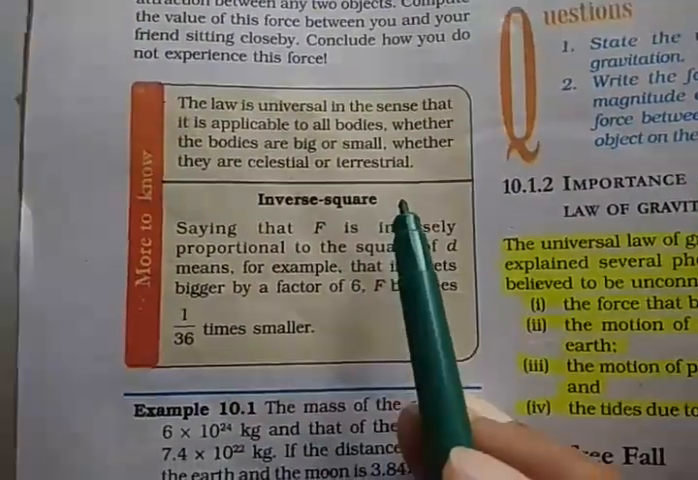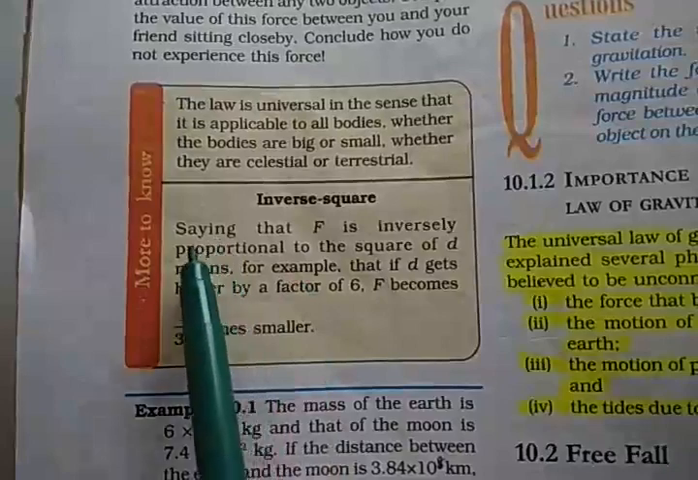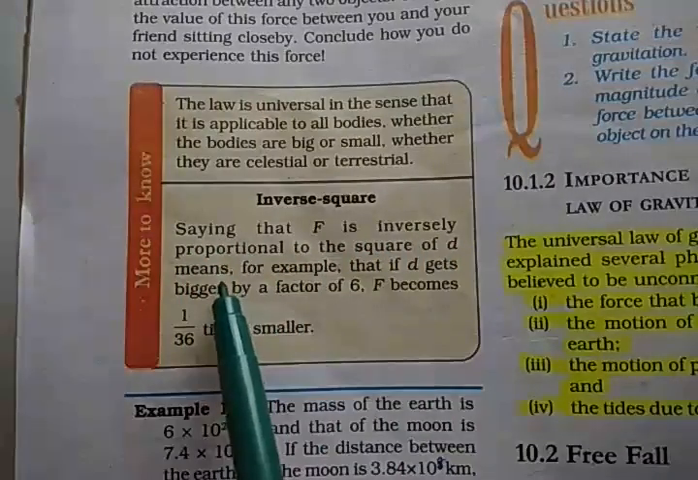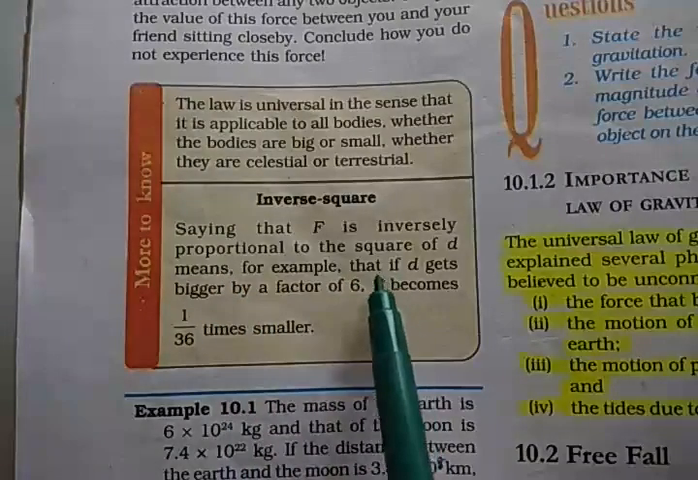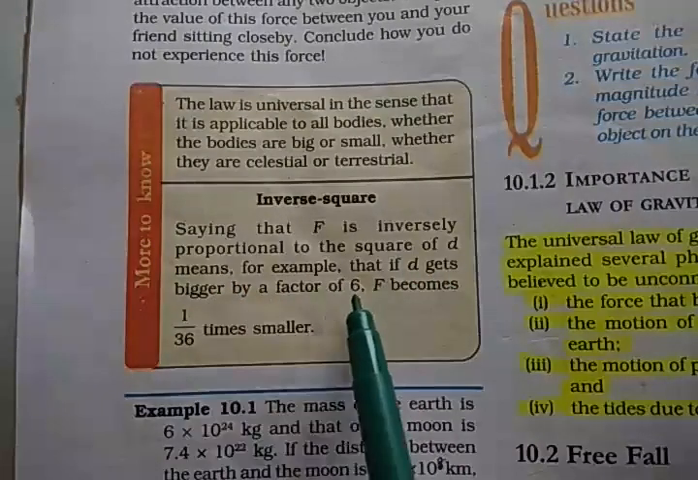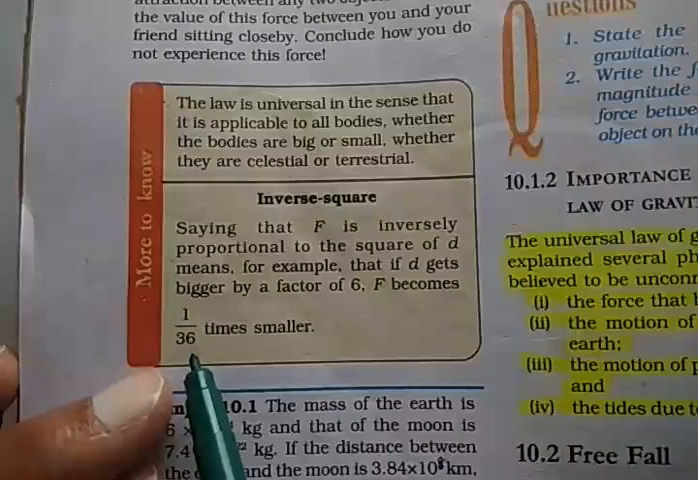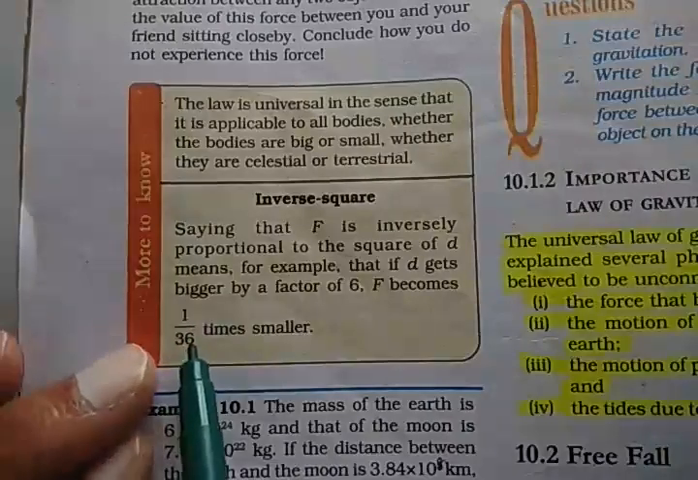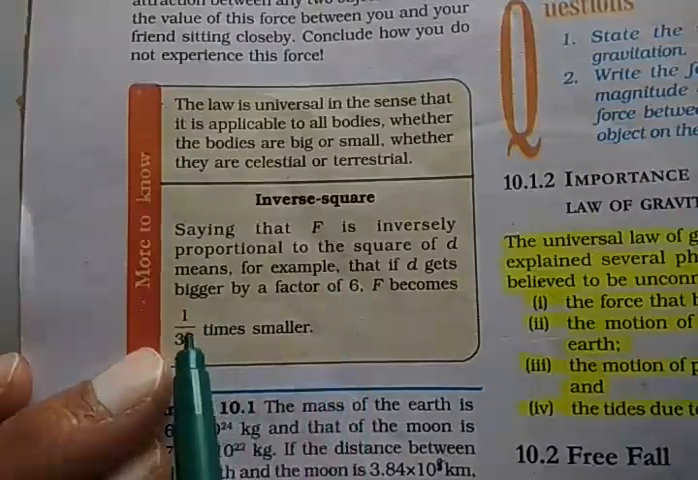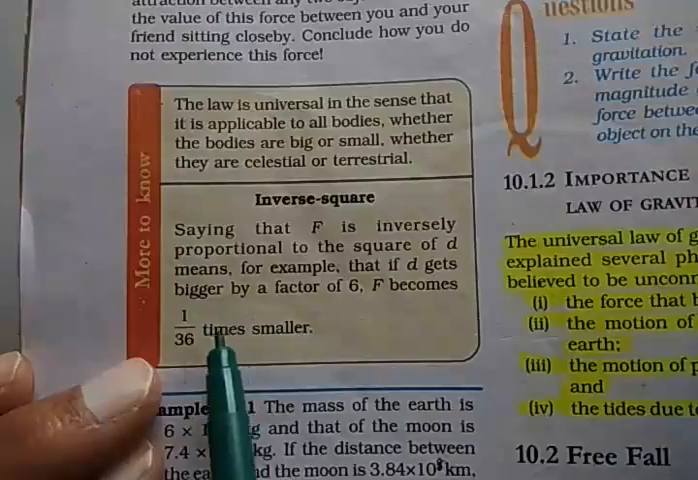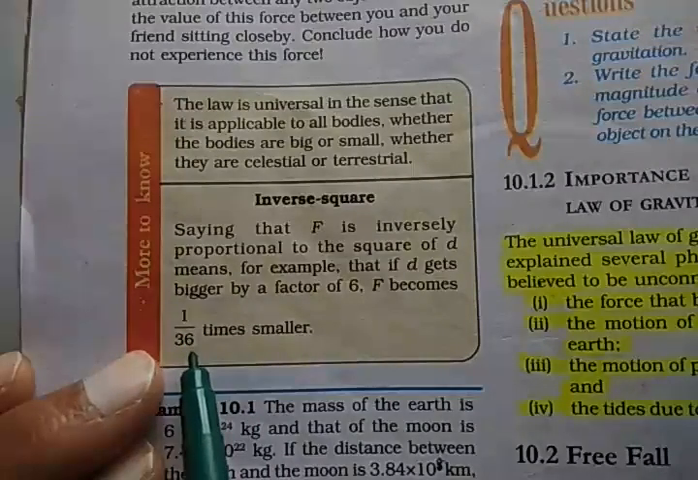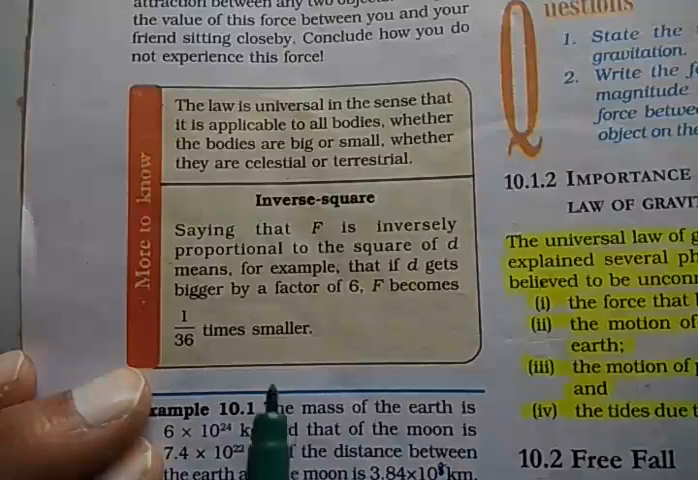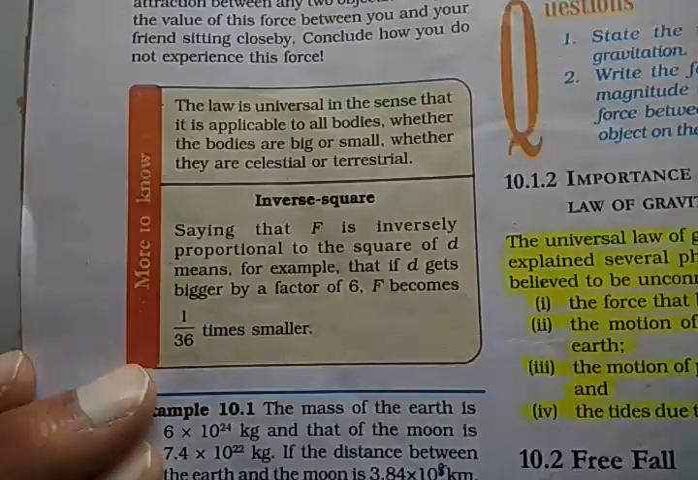Inverse square law. This you just understand. We say that F is inversely proportional to the square of d, which means, for example, that if d gets bigger by a factor of 6, F becomes 1 by 36 times smaller. F is proportional to 1 by d square. That is 1 by 6 square, 1 by 36. That means F becomes 36 times smaller. So this is the meaning of inverse square law.